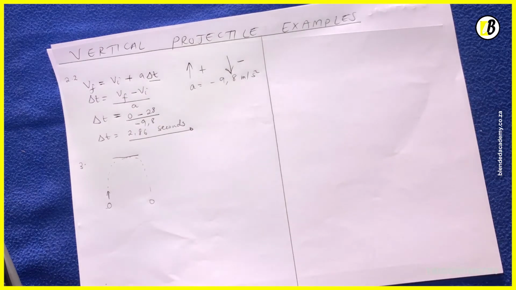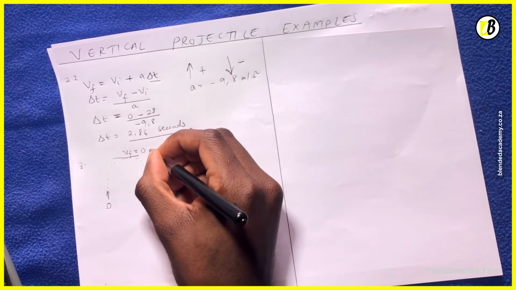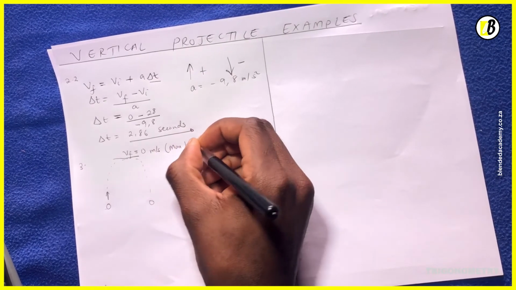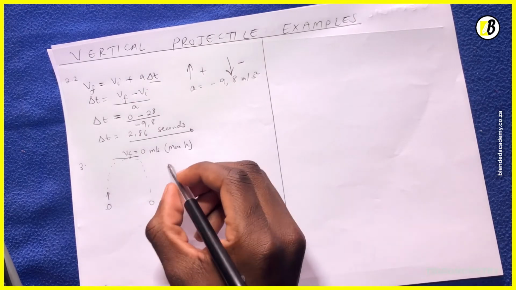You understand? So at maximum height, the velocity will be 0. So you need to put in your velocity there as 0 meters per second. Maximum height, maximum h. You understand? And also, we need to write the given information. So now we're given that it takes 7 seconds to return to the thrower's hand.